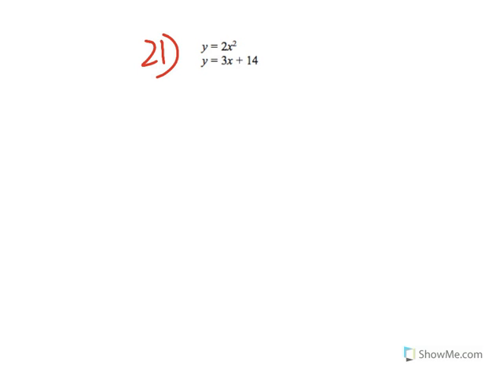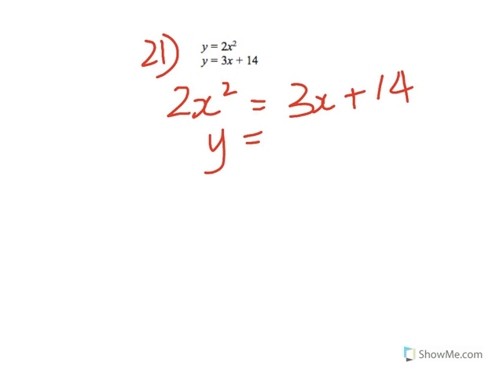Okay, so we're finally on our last question of this paper, and I'm going to continue in my red again because I'm just in the mood. So over here we have to solve the simultaneous equations. In this case, y is equal to 2x squared, but y is also equal to 3x plus 14. This means that 2x squared is equal to 3x plus 14 because y is equal to y, right?